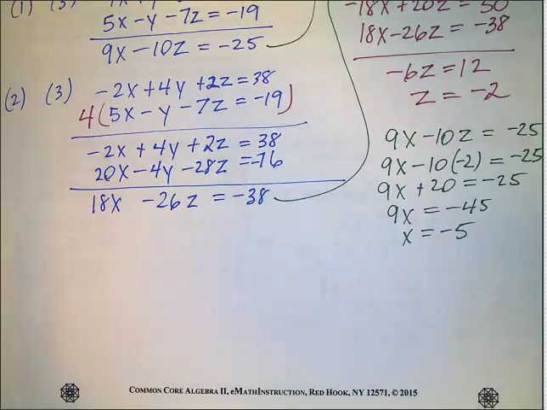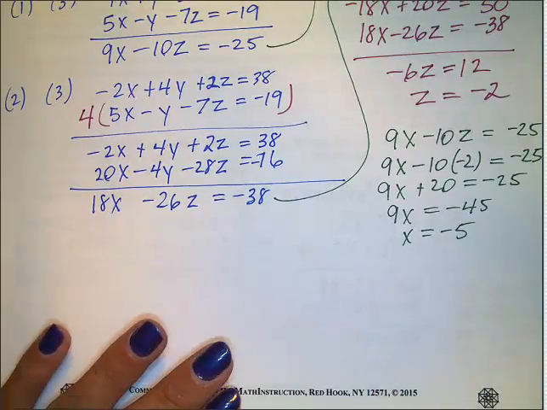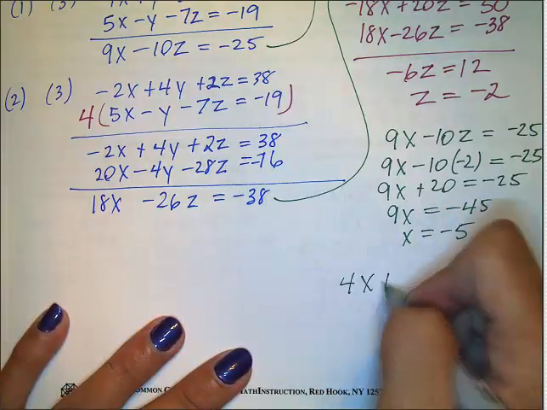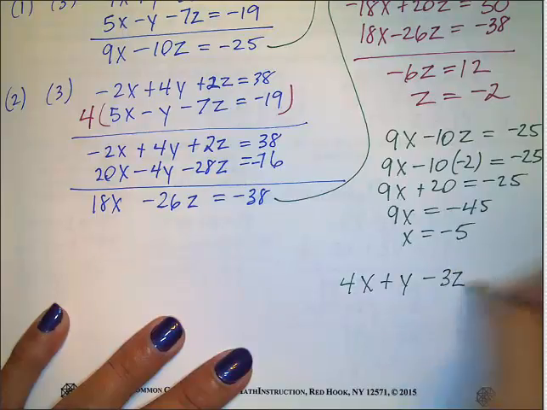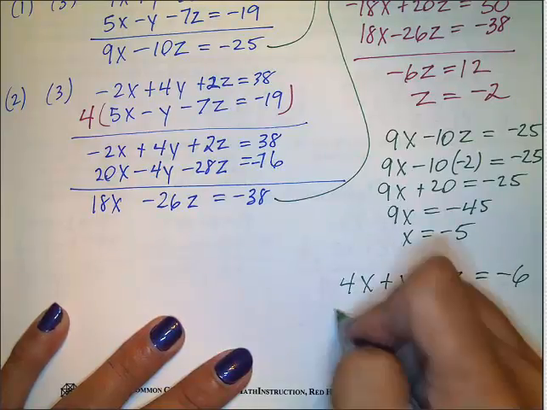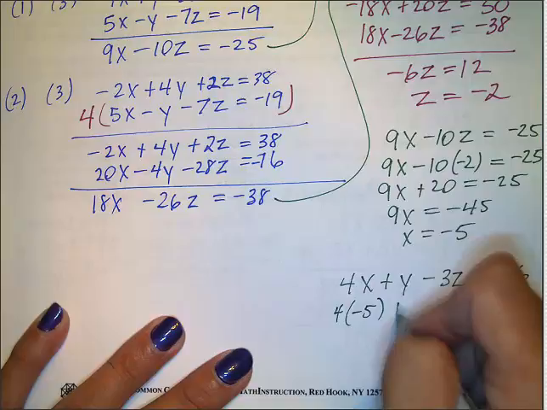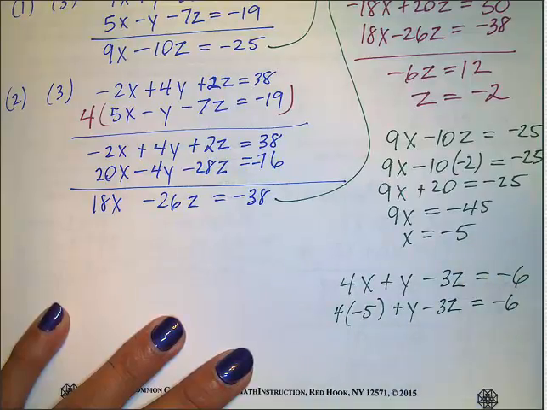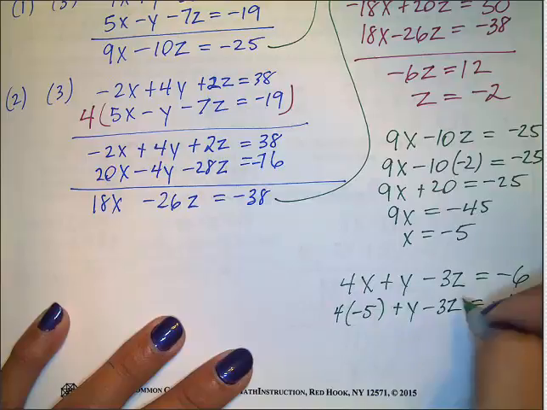So now we have to find y. So I have to go back to the beginning to find y. So I'm going to use the first equation, 4x plus y minus 3z equals negative 6. So 4 times negative 5 plus y minus 3z equals negative 6. Oops, forgot to put my negative 2 in. So this is a negative 2.